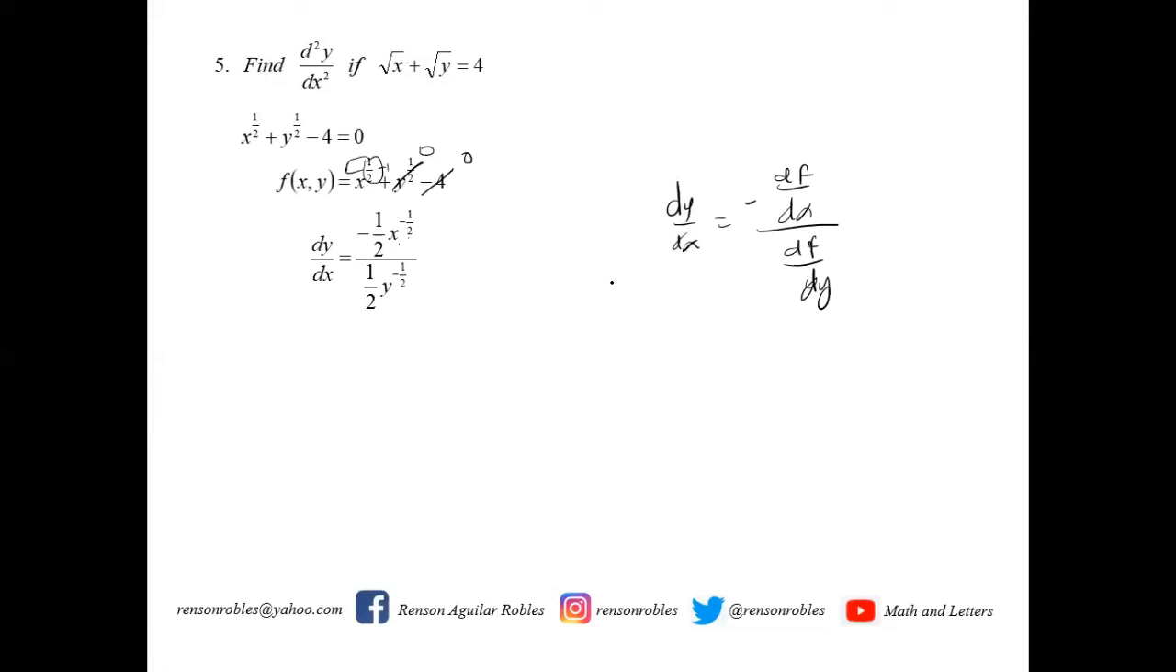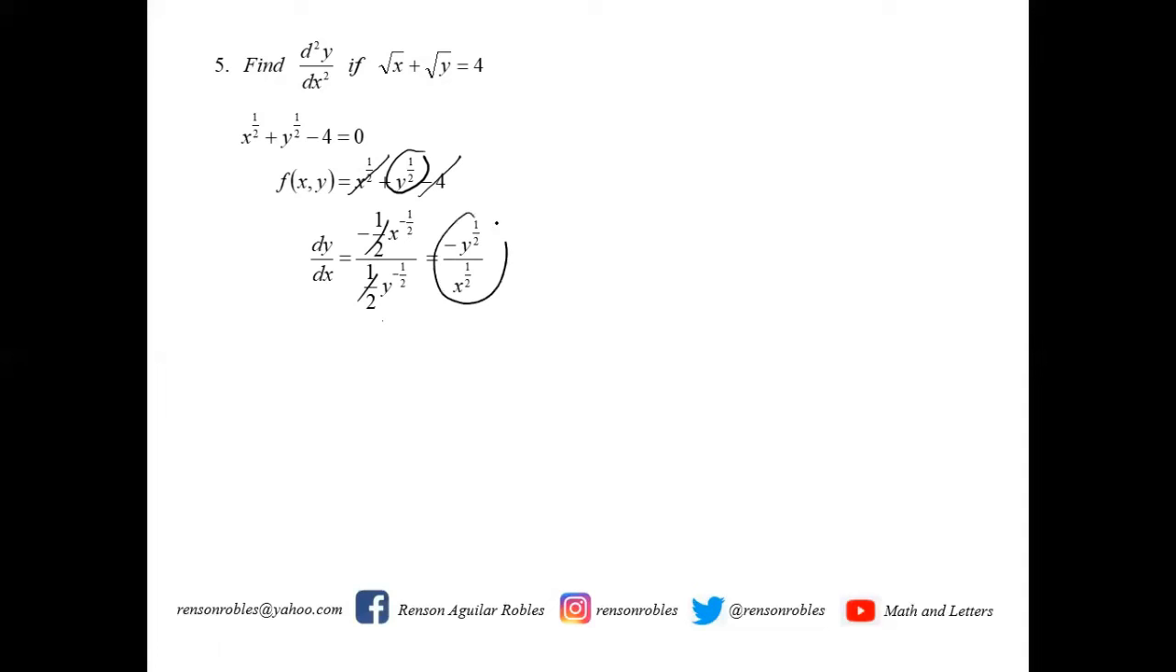Okay? So with respect to y, the derivative of x raised to 1/2 is 0. The derivative of negative 4 is 0. So we shall only differentiate y raised to 1/2, and that is 1/2 y raised to negative 1/2. And then we can cancel this out. So finally, we shall only have y raised to 1/2 all over x raised to 1/2 times negative 1. And this is our dy/dx.